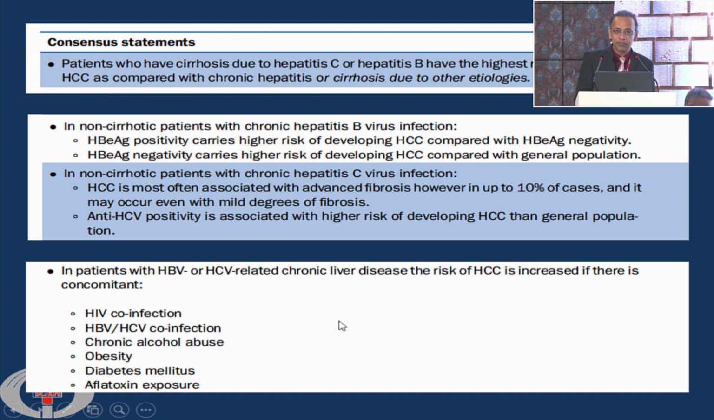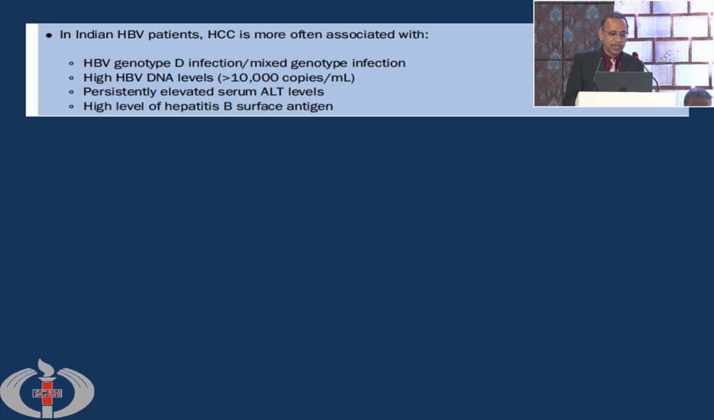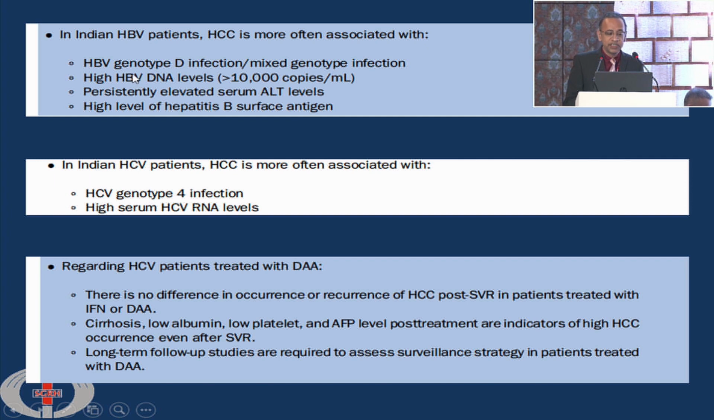And if hepatitis B or C has a concomitant other viral infection, like HBV and HCV co-infection or HIV co-infection, or if there's concomitant alcohol use, obesity, diabetes, or aflatoxin exposure, then the risk of HCC is higher. And in Indian HBV patients, HBV genotype D and higher HBV DNA levels were associated with a higher incidence of HCC, and in HCV, genotype 4. And after SVR, there's no difference in occurrence except when there is increased fibrosis.